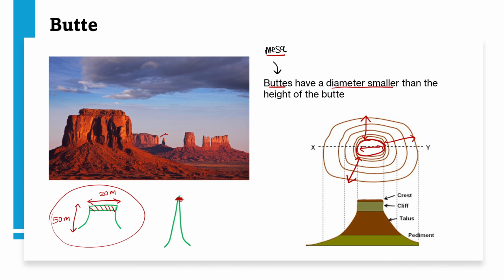Okay, this is an example of a pointed butte there. This is a pointed butte there. This is a pointed butte. So basically, that's what you need to know.